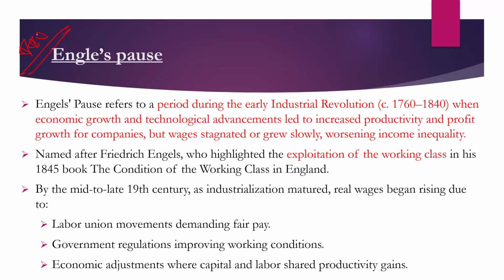This is important. So here it refers to a period during the early industrial revolution where economic growth happened, because of which there was increased productivity, but wages basically stagnated. That is worsening income inequality. Okay. So as the economy matured at a later stage, because of the formation of labor unions and government regulations, the wages of the people also improved. But there was a period in time where the wages stagnated. So that is known as Engel's pause. So focus on that. Fine.